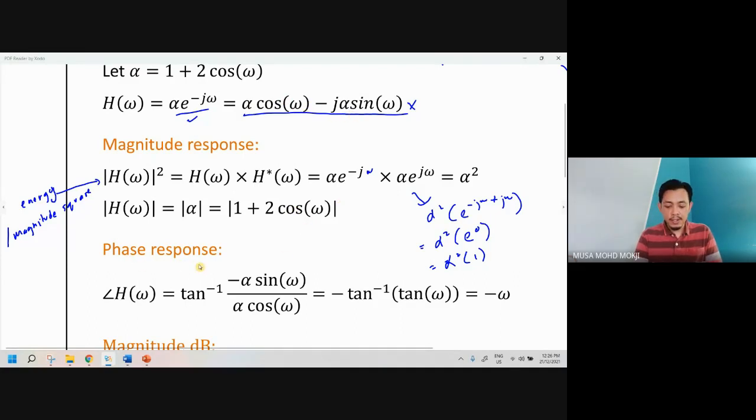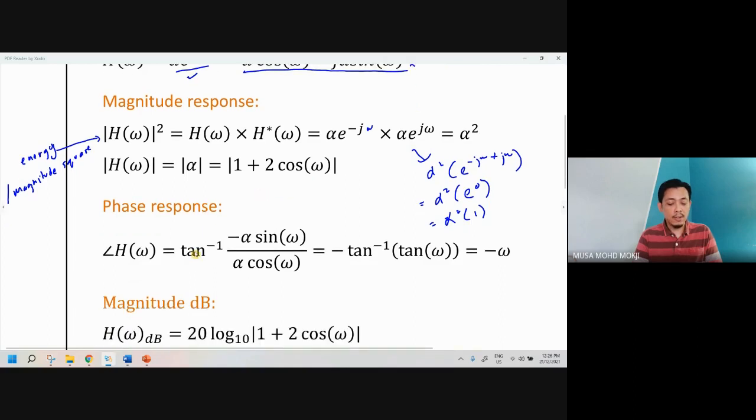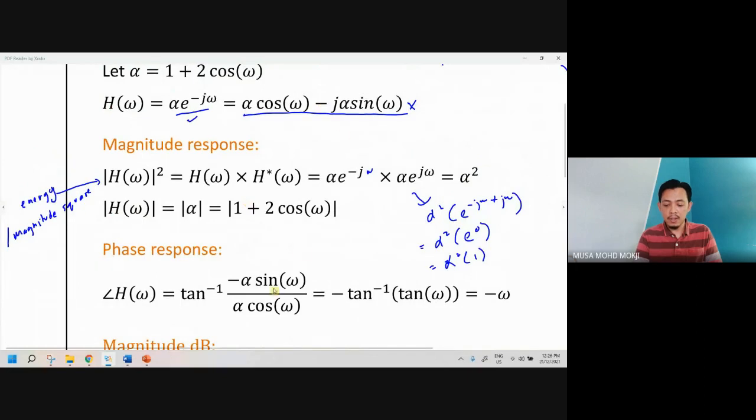The phase response is actually equal to the tangent inverse of minus alpha sine omega divided by alpha cos omega, which is the tangent inverse of tangent omega. And then we get a minus omega. So actually this is from this one. If you have a minus omega here, you will get a minus omega here. If you have a minus 2 omega here, you will get a minus 2 omega here.